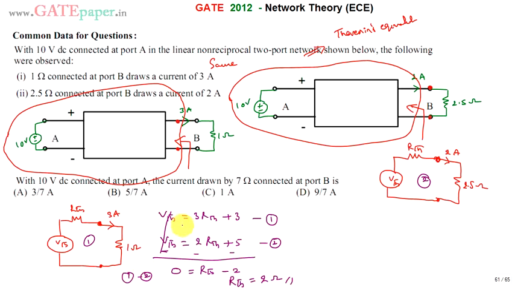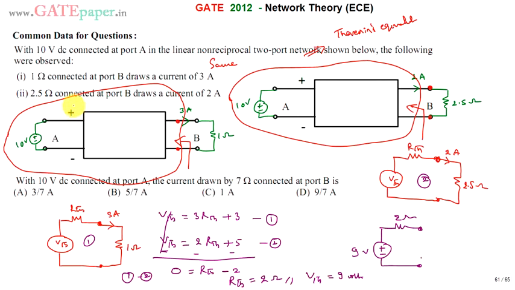Once you know RTH, you can calculate VTH either through equation 1 or equation 2. Using equation 1, 3 into 2 is 6, plus 3 is 9. So VTH is 9 volts and RTH is 2 ohms. Now we know the equivalent circuit, which consists of 2 ohms and a 9 volts battery VTH. Now you can put any resistor across port B and calculate the current drawn.